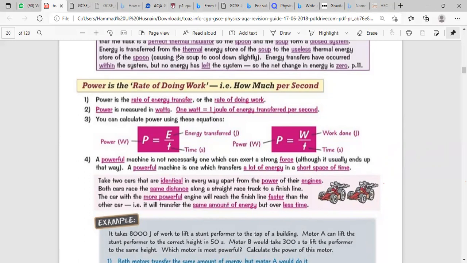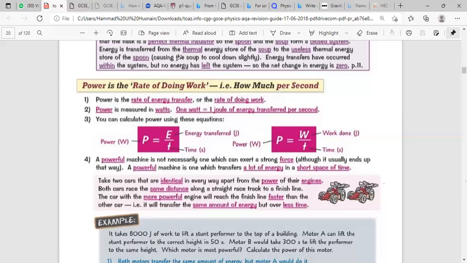If a person takes less time and does more work, it means he will have more power. And if a person takes more time and does less work, it means that person has less power. So power means the rate of doing work, that is, how fast a body or a person is doing a particular work. If a particular person or body is doing work at a higher rate, what does this mean? That it is doing the work in very little time. So it means he will have more power.